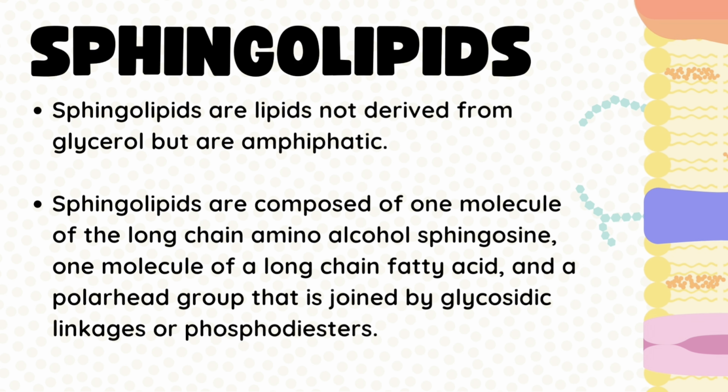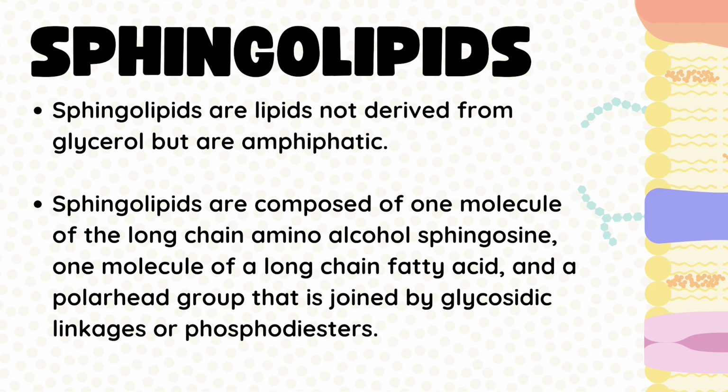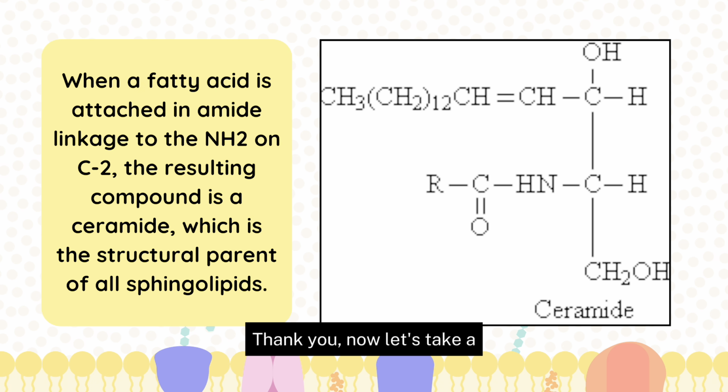Sphingolipids are lipids not derived from glycerol but are amphipathic. Sphingolipids are composed of one molecule of the long-chain amino alcohol sphingosine, one molecule of a long-chain fatty acid, and a polar head group that is joined by glycosidic linkages or phosphodiesters. Thank you. Now let's take a look at the structure of a sphingosine.